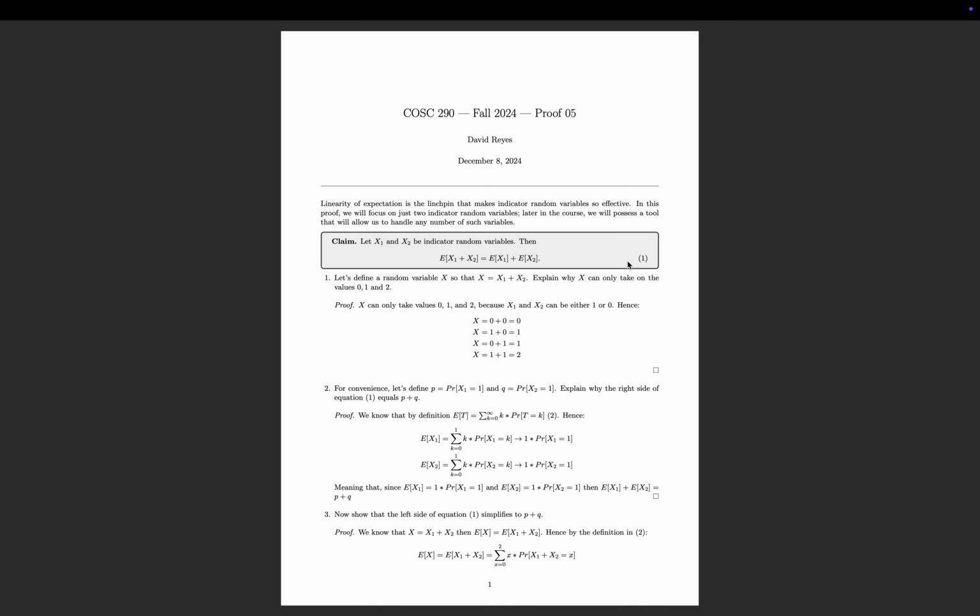And then we explain why x can only take the values 0, 1, and 2. x can only take the values 0, 1, and 2 because x is defined by the sum of two indicator random variables, those being x1 and x2, and the indicator random variables can be either 0 or 1. Hence, we end up with something like this. If x1 is equal to 0 and x2 is equal to 0, their sum is going to be 0. Therefore, x is going to be 0.